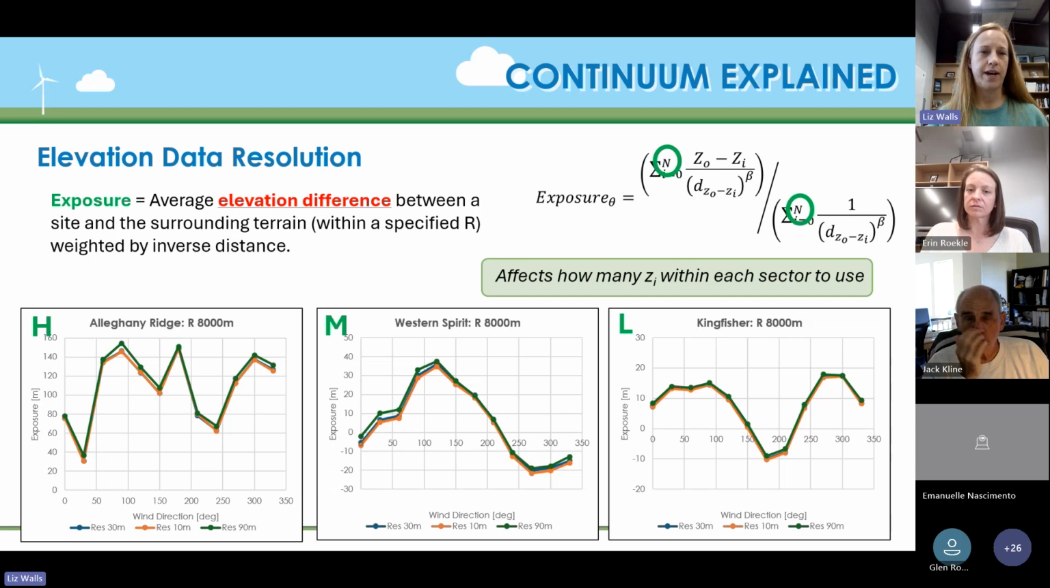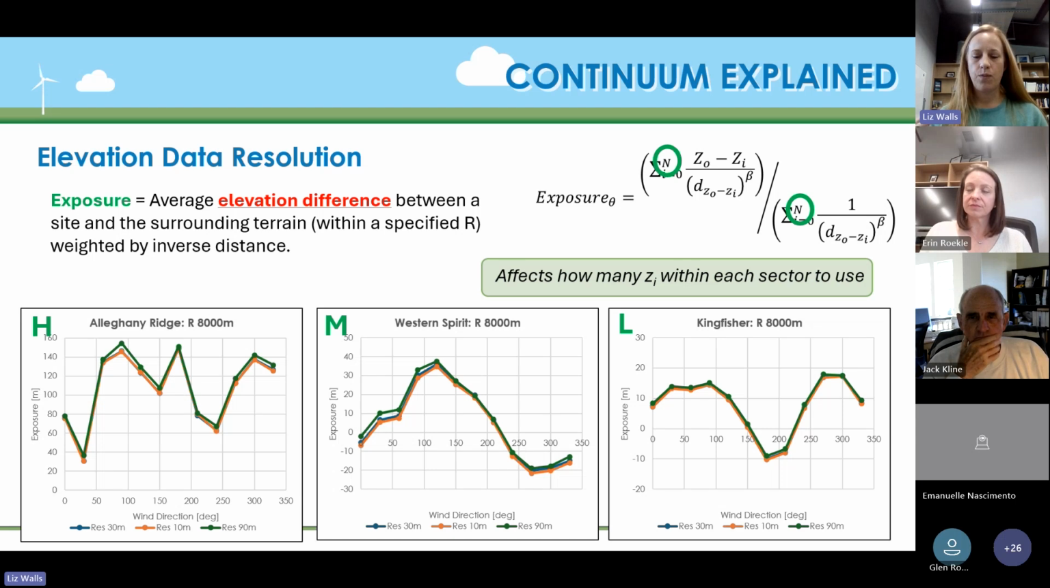Okay, so now let's check out how the resolution of your elevation data is going to affect the exposure value. Elevation data is available with different grid resolutions. Typically 10, 30, and 90 meters is a typical range of different elevation data resolutions that are out there. So let's take a look at how that affects the calculated value.